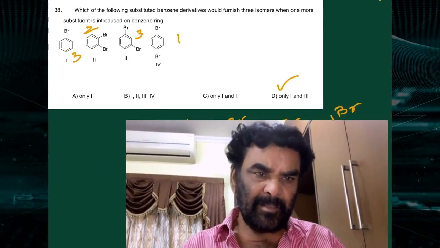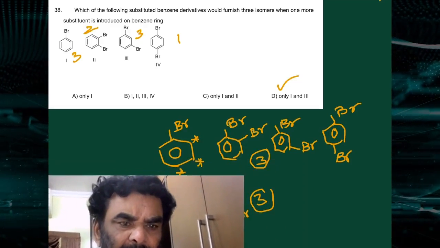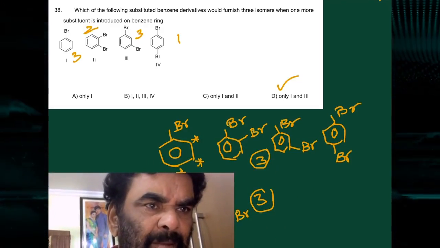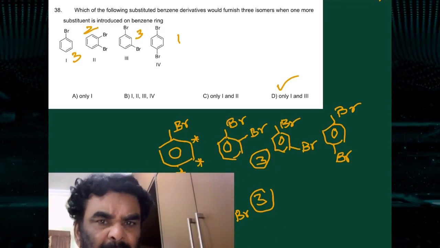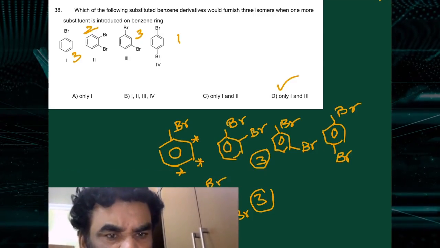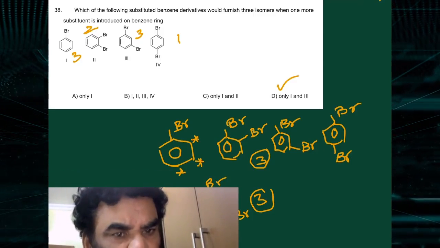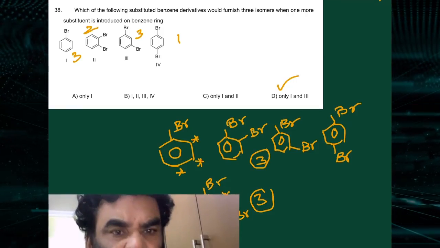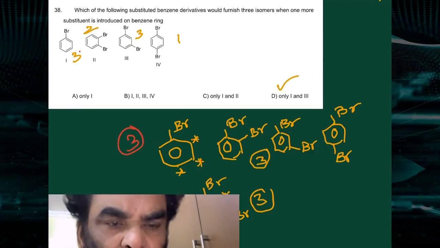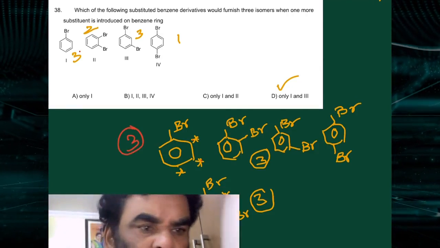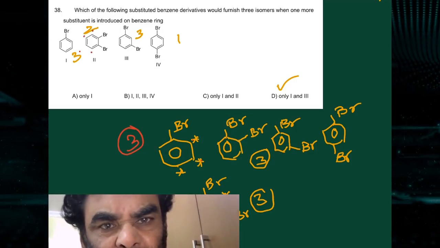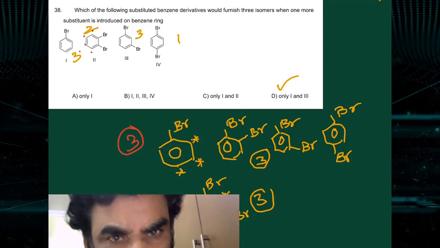Now, you see here, which of the following substituted benzene derivatives would furnish 3 isomers when one more substituent is introduced on the benzene ring? How many centers are there? You check up. This is ortho, meta, para. The second group can be anywhere. Therefore, for this, 3 isomers are possible. Here, how many are possible? 2 are possible, because here these 2 are equivalent in ortho, and these 2 are equivalent.